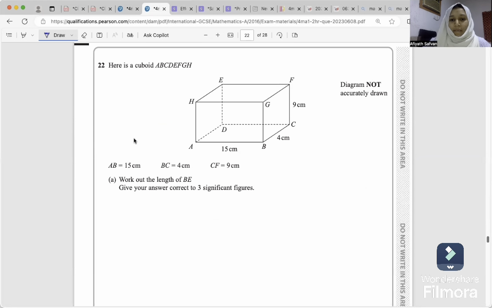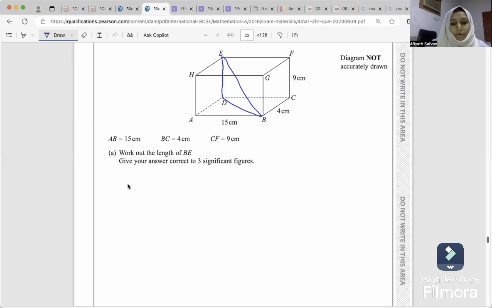Work out the length of BE. Give your answer to three significant figures. Okay. Now, if I make a small construction over here, I'm going to join DB, so I get my new triangle DBE. Since it is a cuboid, the height is going to be 4. First of all, find your BD, which is the square root of 15 squared plus 4 squared. You're going to apply the Pythagoras theorem.